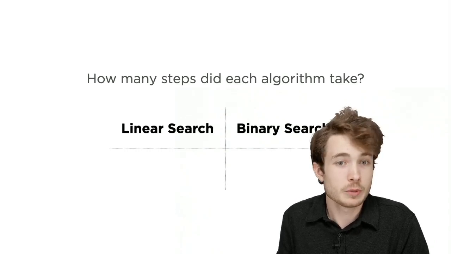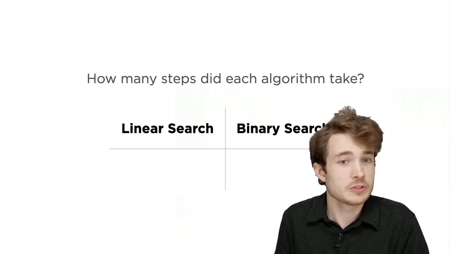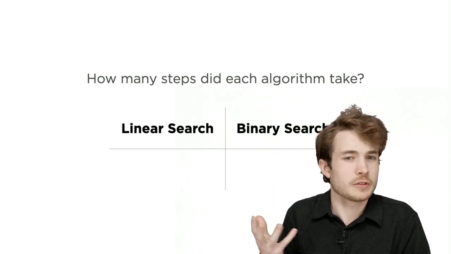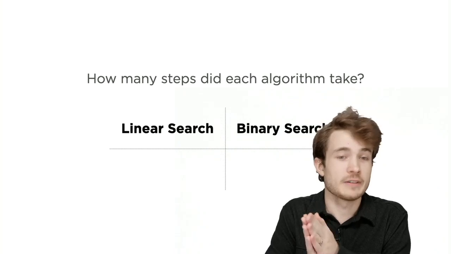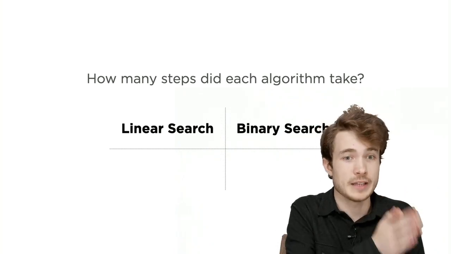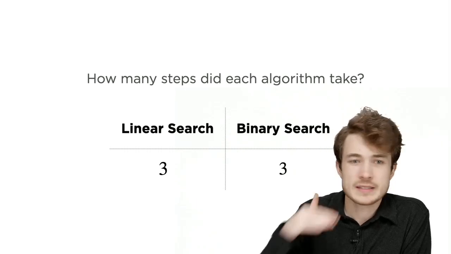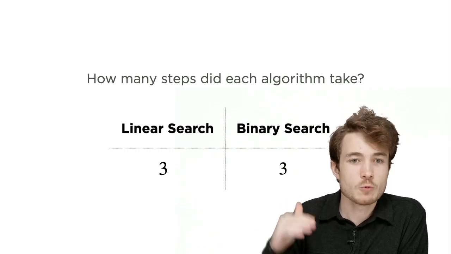Alyssa was the third person in our linear search, so it took probably 3 steps. And if you recall just now, our binary search also took 3 steps. Like we started in the middle, divided in half once, and divided in half again for 3 steps. So it seems like linear search and binary search were the same here. They performed the same way.